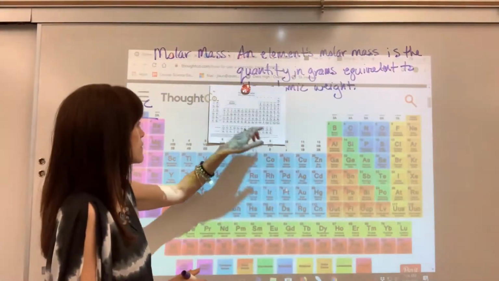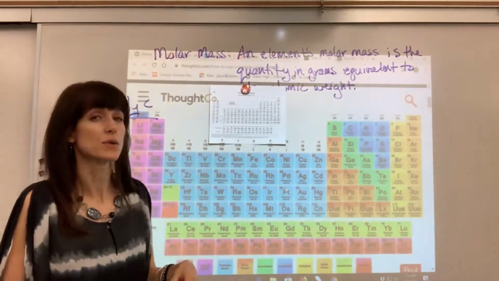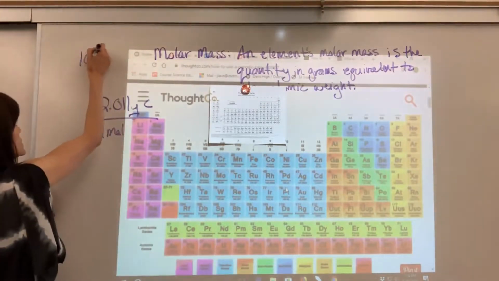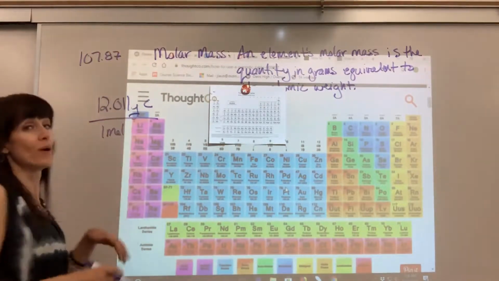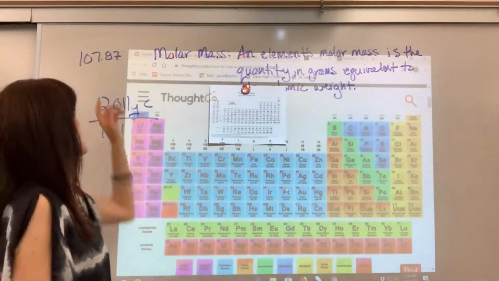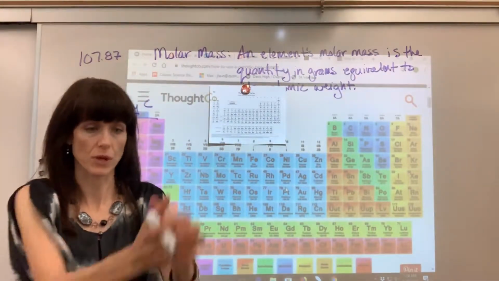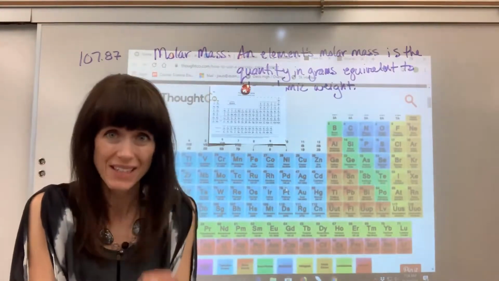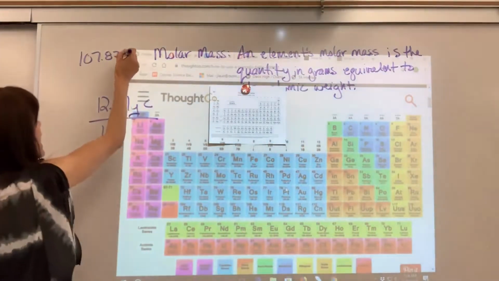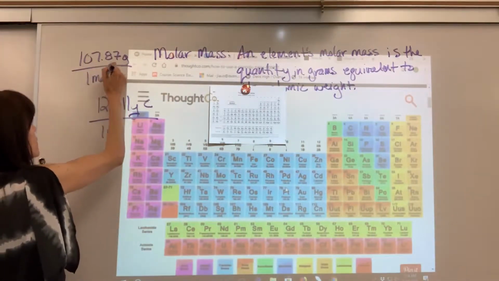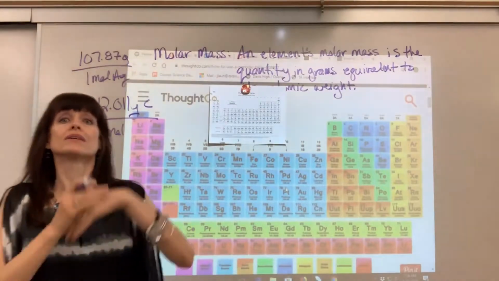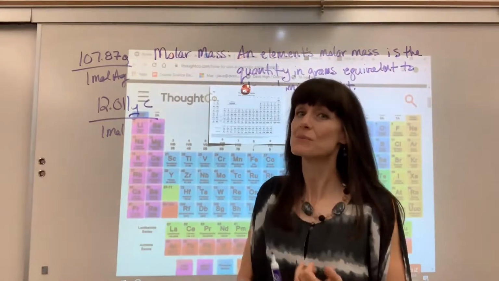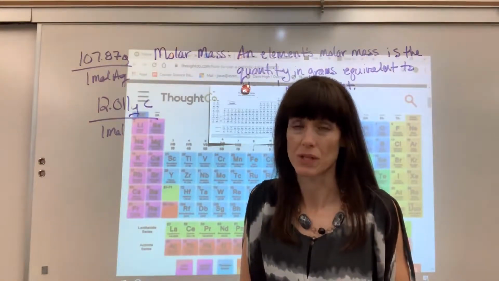Let's do another one. Let's take silver. That's kind of a fun one. Silver's atomic mass is 107.87. What that means is if I take exactly 107.87 grams, so I have this on the scale and I read the scale and it says 107.87 grams, that means I have exactly 1 mole of silver. Now extend this back to what a mole means. That means I have 6.022 times 10 to the 23 atoms.